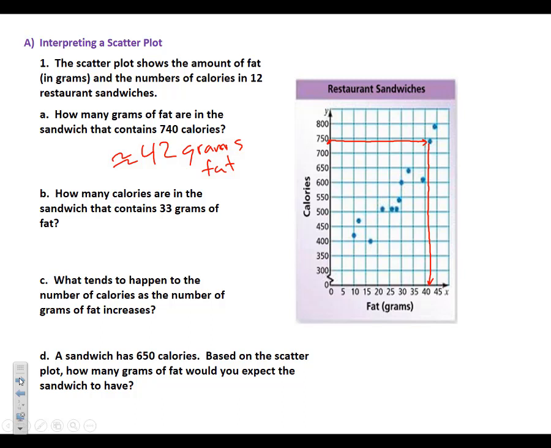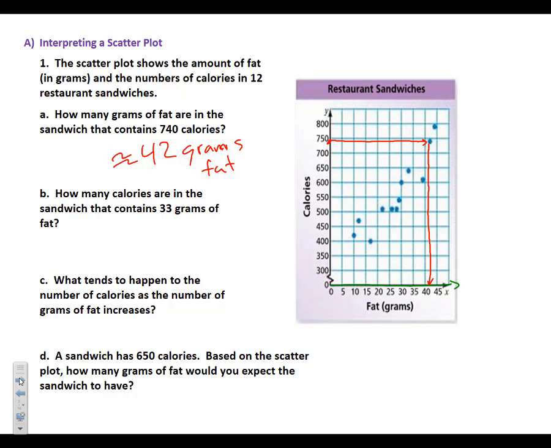Part B, how many calories are in a sandwich that contains 33 grams of fat? Well, now we can start on the x-axis. By the way, as you notice, the x-axis is increasing from 0 grams of fat, and it's only showing up to 45, but it certainly could go further.